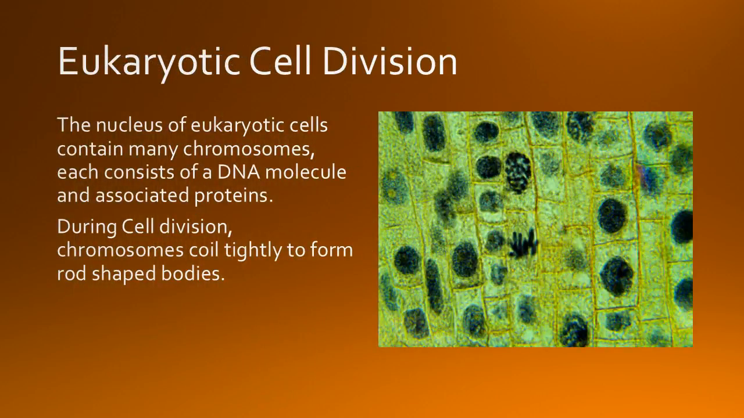Cell division in eukaryotes is far more complex. There are many chromosomes in the cell nucleus, each consisting of a DNA molecule and its associated proteins. In cells not undergoing division, chromosomes are extended and uncoiled and not visible as distinct structures. During cell division, the chromosomes condense to form rod-shaped bodies that are visible with a light microscope.